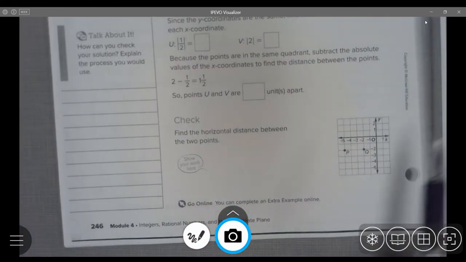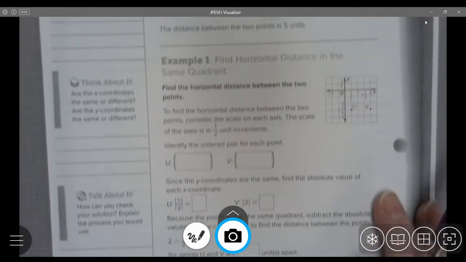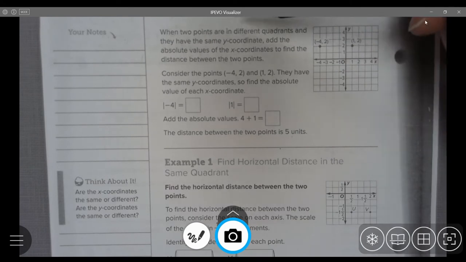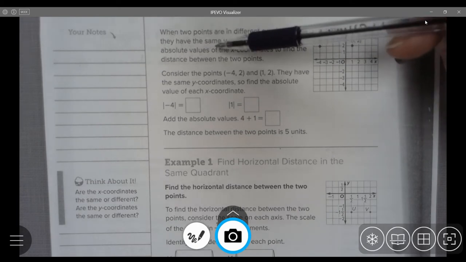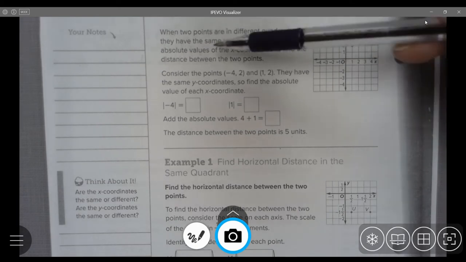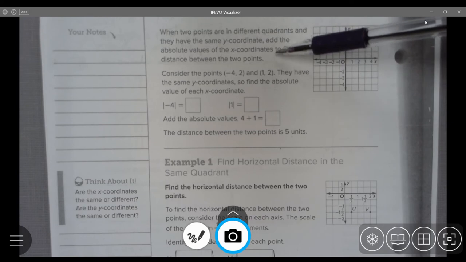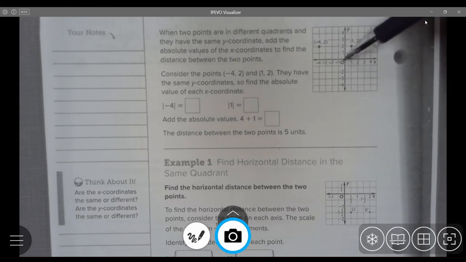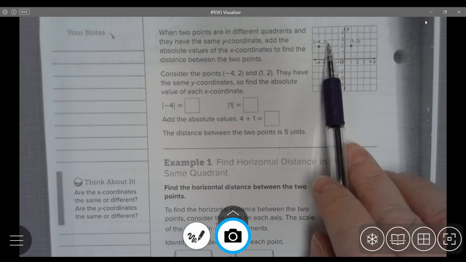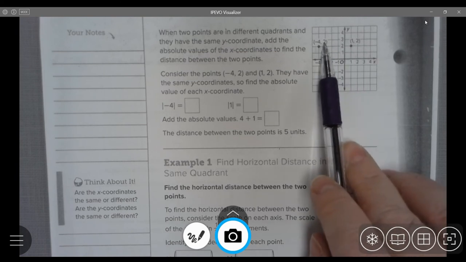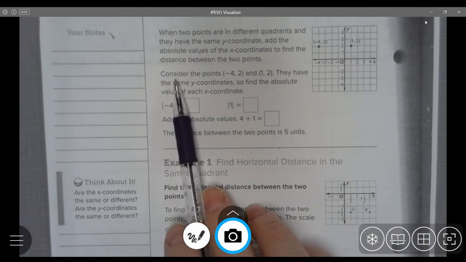Carrying on to page 246 at the top. When 2 points are in different quadrants and they have the same y coordinate, add the absolute values of the x coordinates to find the distance between the 2 points. So consider these points. We have -4, 2, that's 1 point. We have 1 and 2. As you can see, these 2 points are in 2 different quadrants, but they have the same y coordinates, 2 and 2.